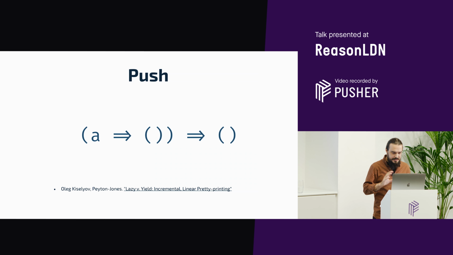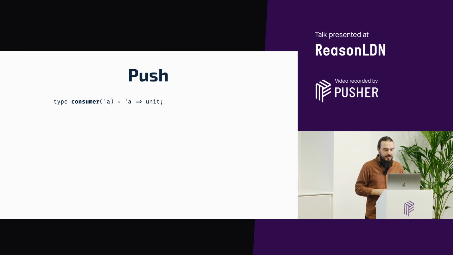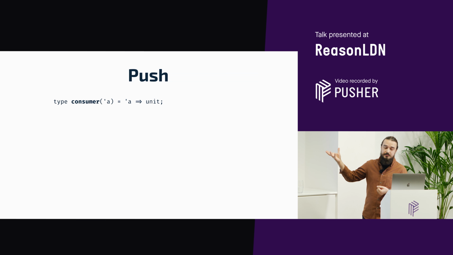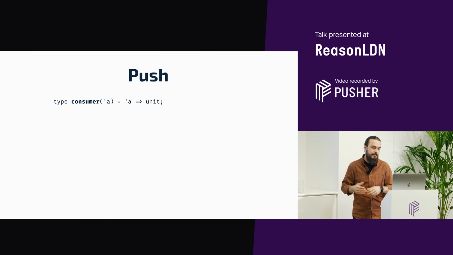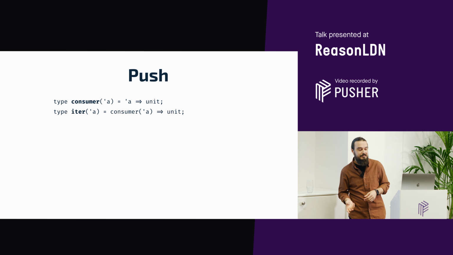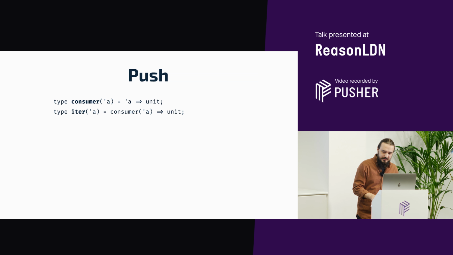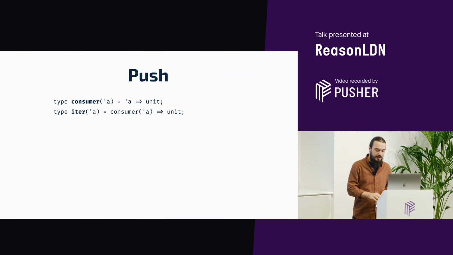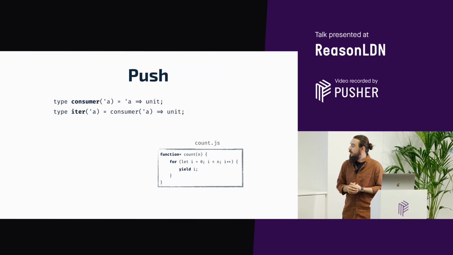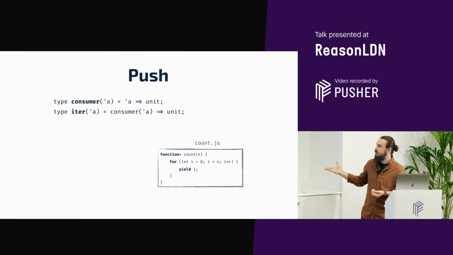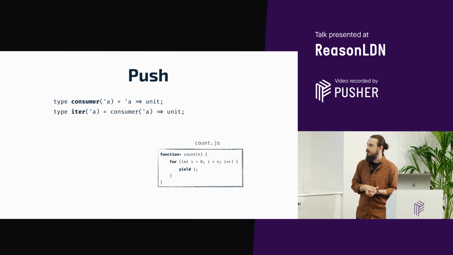Okay, so let's see if we can build something with this abstraction here. We can define the consumer type, which is something that takes a value and does nothing. Unit means nothing. And our iterator, in this case, is something that takes a consumer and does nothing. So let's look at an example of our count function implemented in JavaScript with generators. So here we have this count function, or a generator because of the star symbol after function. It's a simple for loop, and then it just yields the values up to a given n.